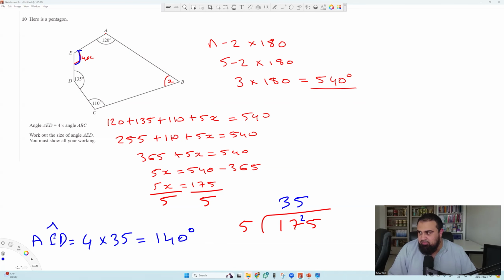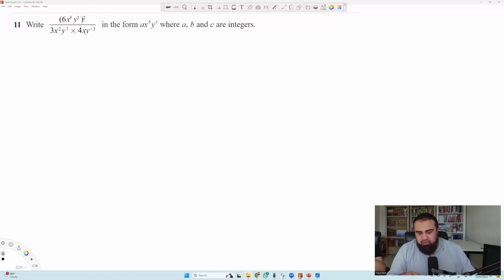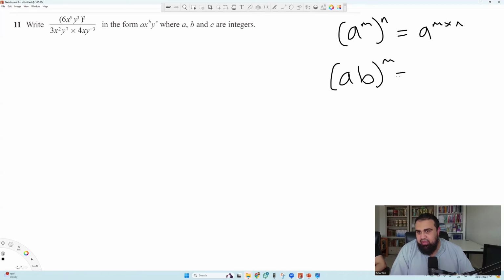Let's keep going, everybody. So for this question here, guys, you need to sort out the numerator and the denominator. Let's deal with the numerator first. And you have to remember 2 index laws. A to the power of m, all to the power of n gives you a to the power of m times n. This is just for the numerator. And the second law that you need to know is ab to the power of m gives you a to the power of m times b to the power of m.